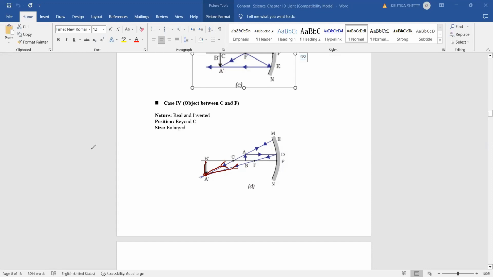Yes. So if you remember, this is the reverse case of your case 2. So first case, at infinity, at focus. Second case, beyond the point C, between C and F. Third case, at C, at C.